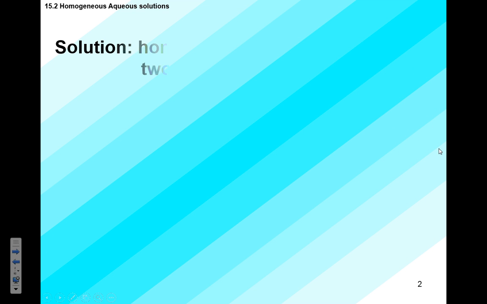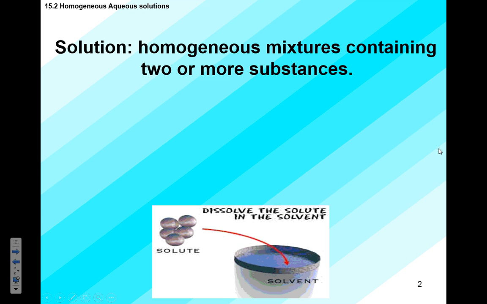Now, a solution, if you recall from first semester, is a homogeneous mixture containing two or more substances. And the term solution is actually a synonym for the term homogeneous mixture. So they're interchangeable with each other. When you have a homogeneous mixture, remember that's a uniform mixture. So anytime we have a situation where a substance dissolves in another substance to make a homogeneous mixture, we have what we call a solution.